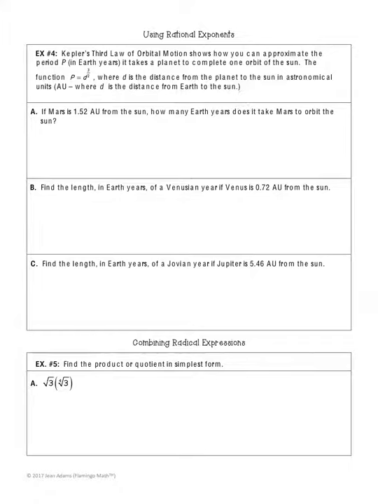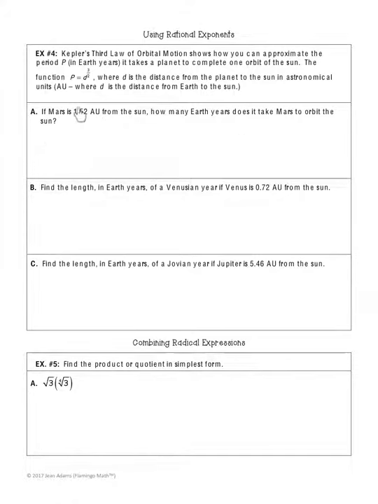All right, so if Mars is 1.52 AUs from the Sun, don't get hung up on the AUs. Think of it as miles. It's not really, but think of it as miles, 1.52 miles, then it won't bother you. So if Mars is 1.52 AUs from the Sun, how many Earth years does it take Mars to orbit the Sun?